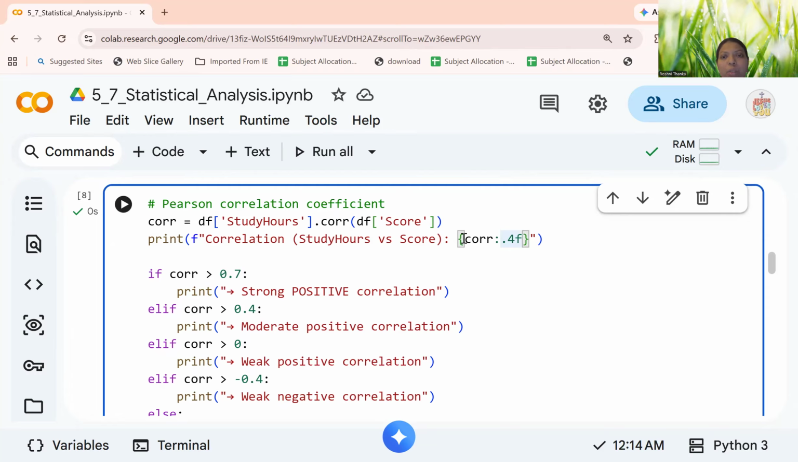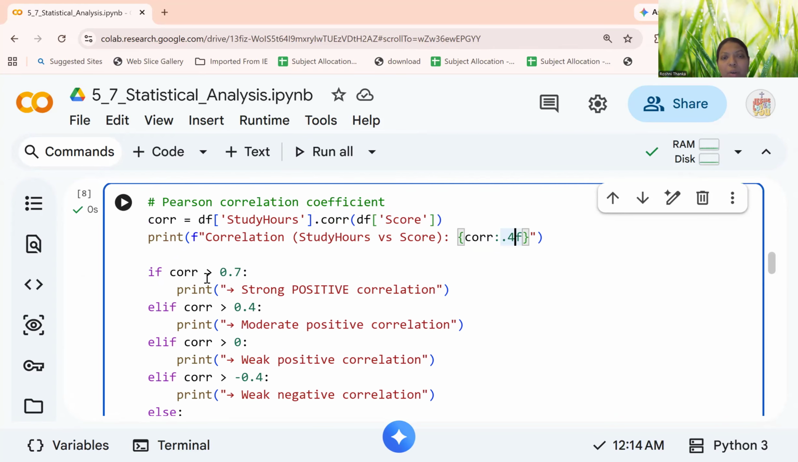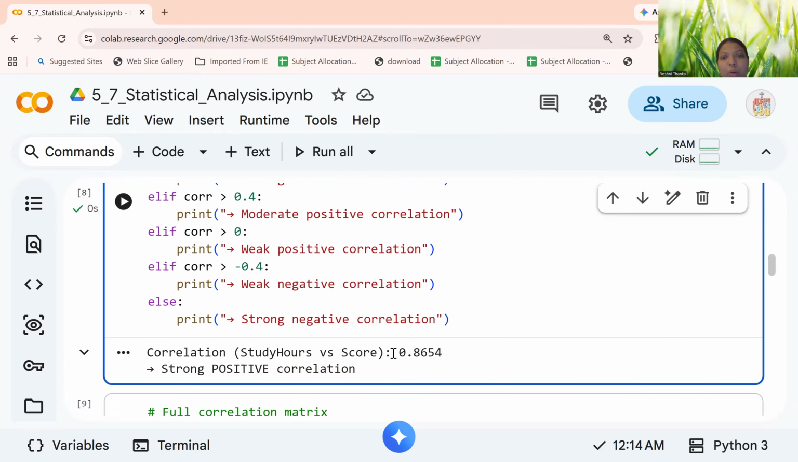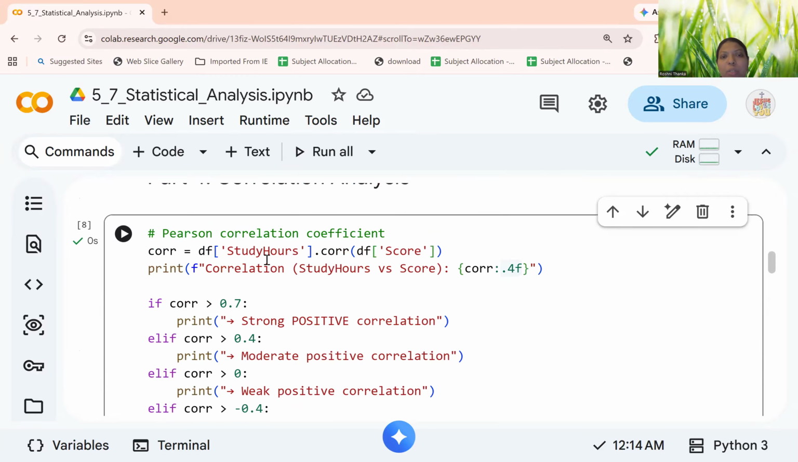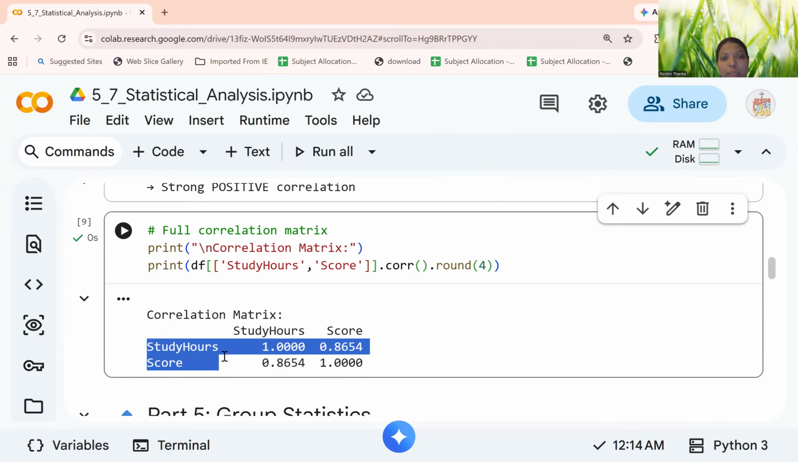For our score column and the study hours, we are going to find the correlation and check whether it is strongly correlated or not. Here our correlation is 0.86, so it is strongly positively correlated. There is a strong relationship between study hours and the score. We can also display the correlation in the form of a matrix. Study hours and study hours are highly correlated. Study hours and the score are correlated with 0.86.